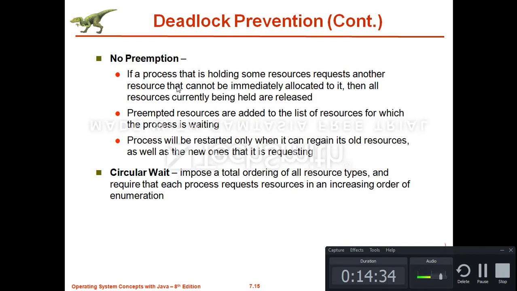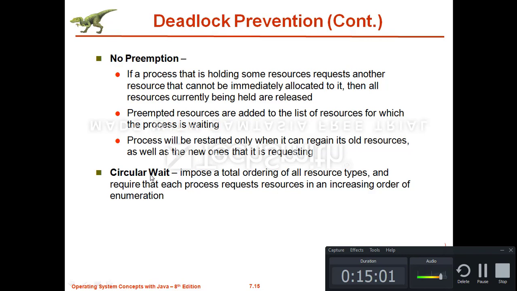So in this case, if the process doesn't get the requested resource immediately, it should release the existing resource also. That is nothing but preemption. It is releasing the resources in between, without completing also the process has to release. That means we are making no preemption false here again. Then if you make this condition false, the deadlock happening will be less.